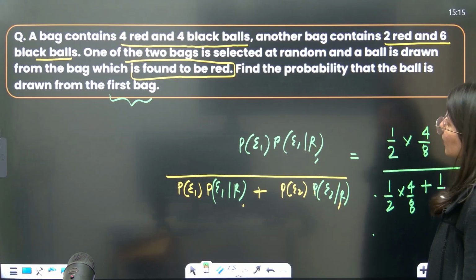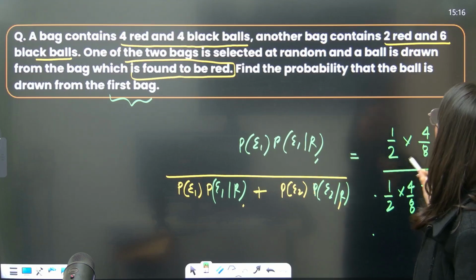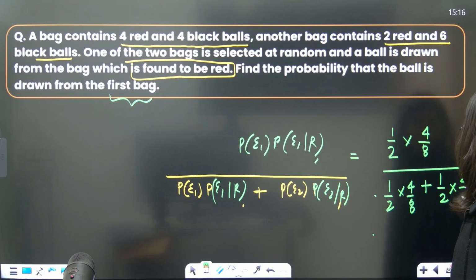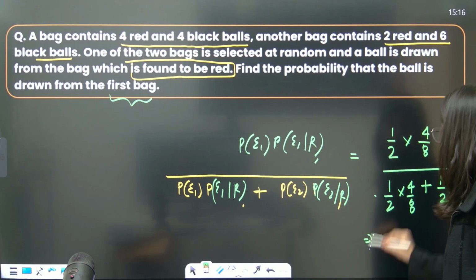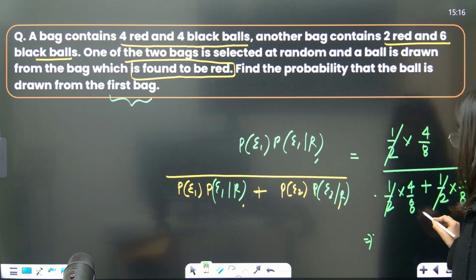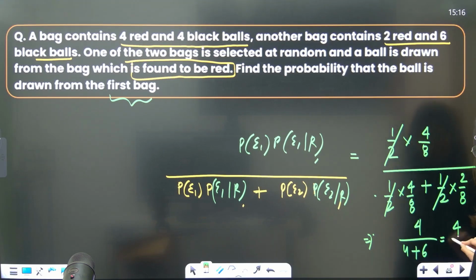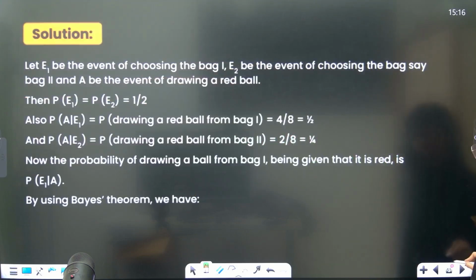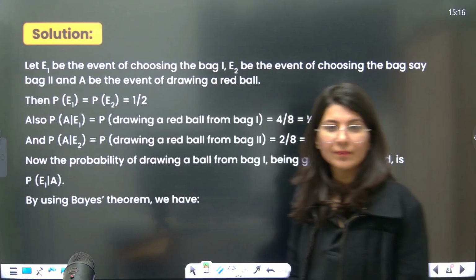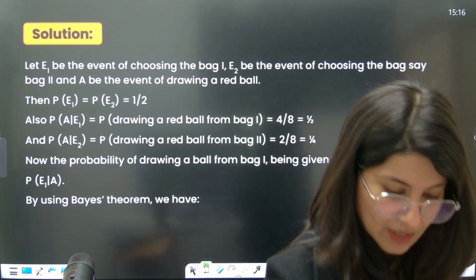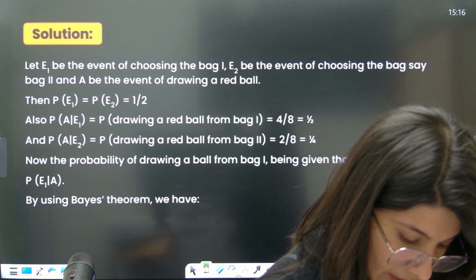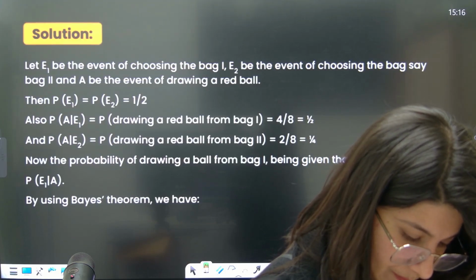Plus 1 by 2 into the second bag, 2 red and 6 black, 2 by 8. Correct? So this is going to give you half, half, the halves cancel. 4 by 4 plus 2, so this is 4 by 6. 0.4 is the probability. How do you write it? Now the beautification will come into the picture.